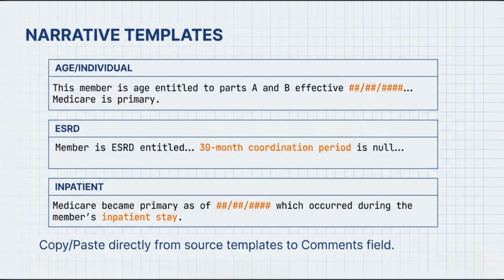It's about precision. And for inpatient scenarios, when Medicare shifts to primary during a member's inpatient stay, this helps explain that critical date change, especially relevant when we're filtering claims for POS 21, right? Every detail paints a picture for the audit team.